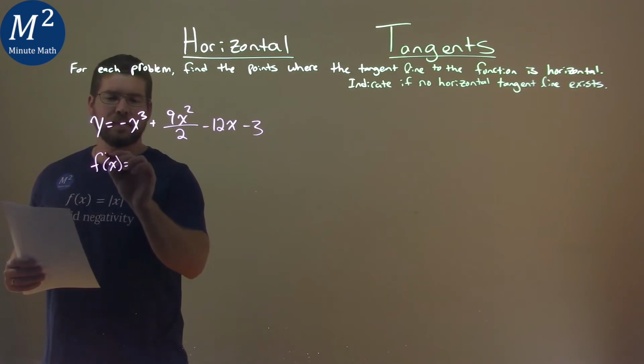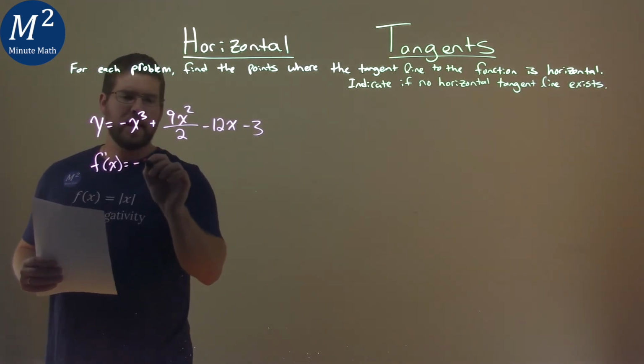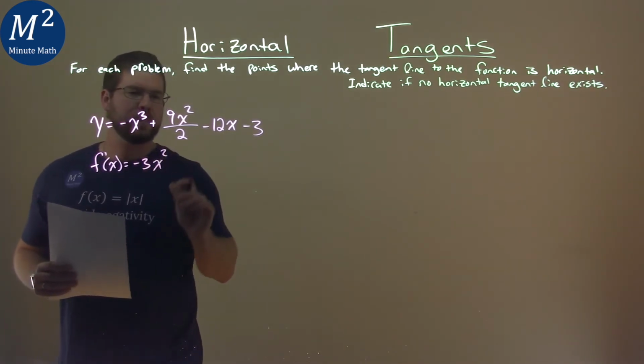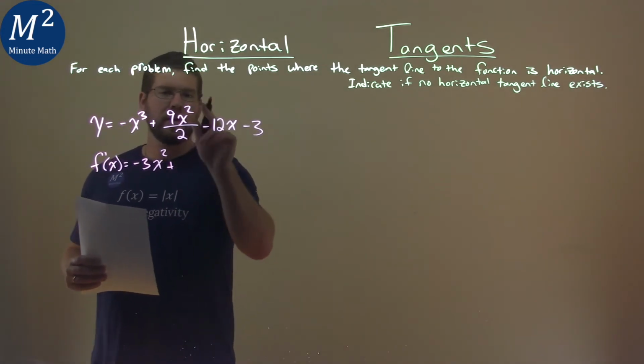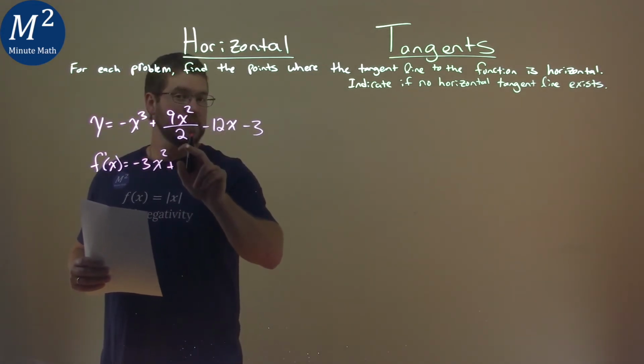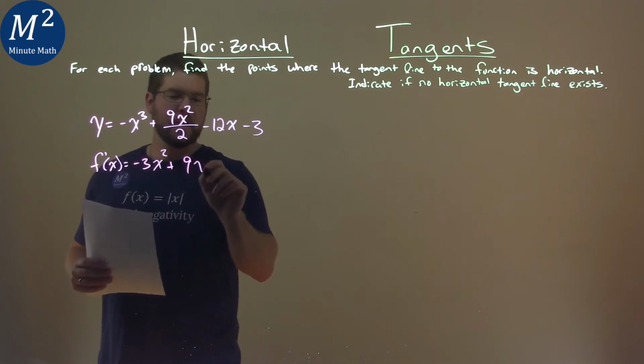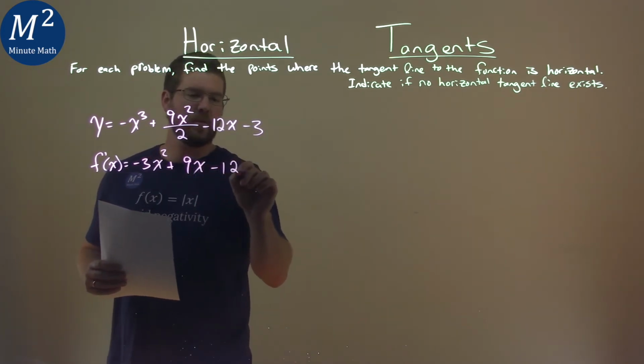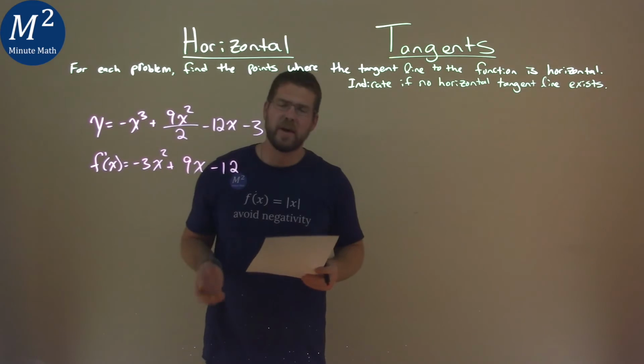Let's call it that. And let's use the power rule. 3 comes down. Negative 3x squared here. 2 comes down in the front and cancels out with that 2 in the denominator. So we just have a 9x here, and then minus a 12. Pretty easy to find the derivative there.